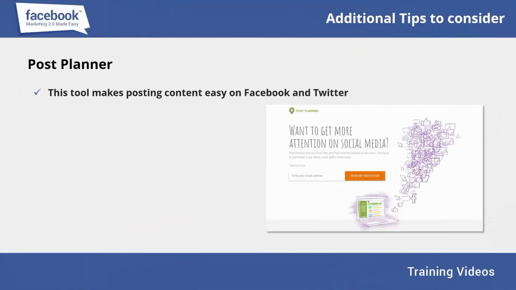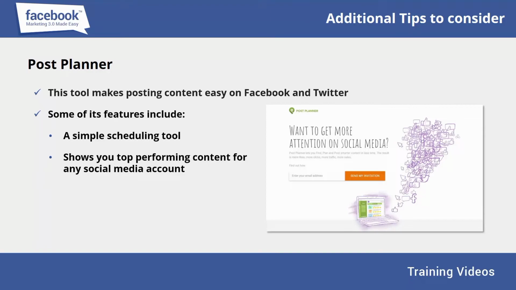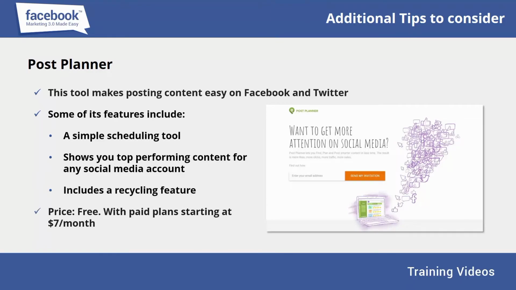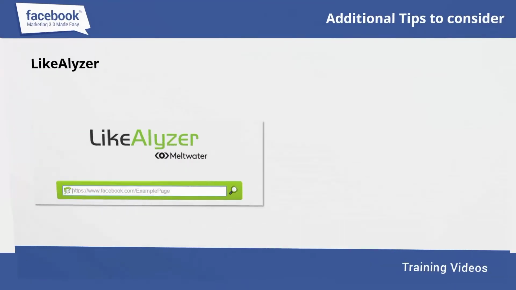Post Planner. This tool makes posting content easy on Facebook and Twitter. Some of its features include a simple scheduling tool, it shows you top performing content for any social media account, and it includes a recycling feature. Price? Free, with paid plans starting at $7 per month.